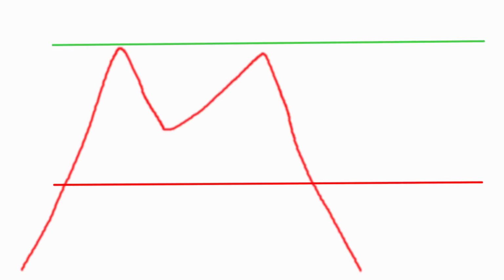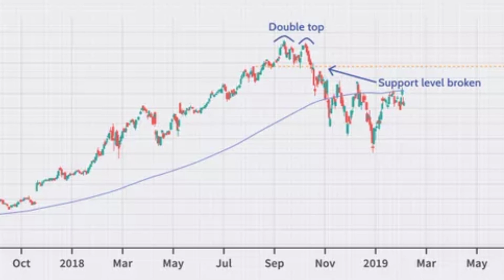First of all, what is a double top? A double top is an extremely bearish technical reversal pattern that forms after an asset reaches a high price two consecutive times with a moderate decline between the two highs. It is confirmed once the asset's price falls below a support level equal to the low between the two prior highs.